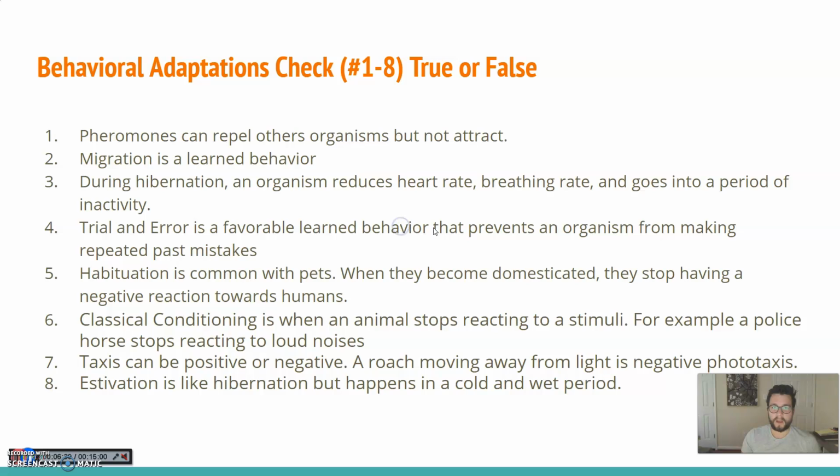So, a couple examples here. Let's see how you do. Migration is a learned behavior. True or false? That is false. Migration, they are born knowing how to do it.